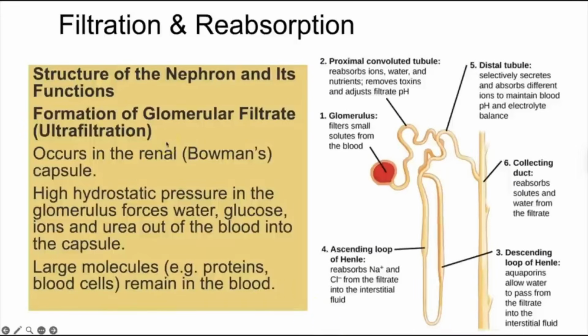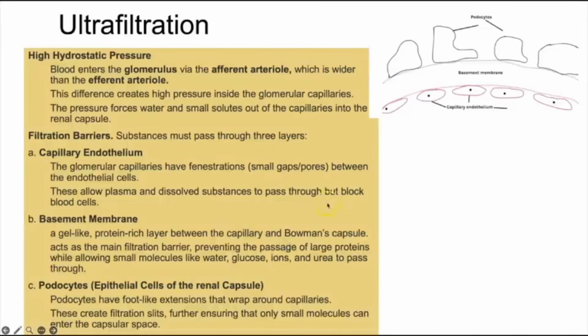So the structure of the nephron then, the formation of the glomerular ultrafiltration, that occurs here in the renal or Bowman's capsule. And there is a high hydrostatic pressure in these capillaries, the glomerulus. And as we said, that forces out water, glucose, ions and urea from the blood into that capsule. Large molecules like proteins and red blood cells remain in the blood.